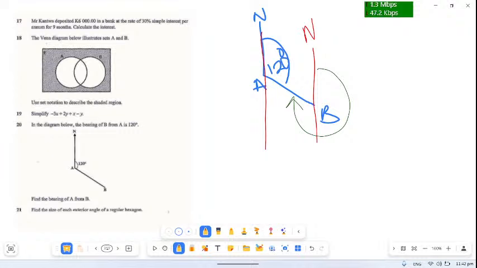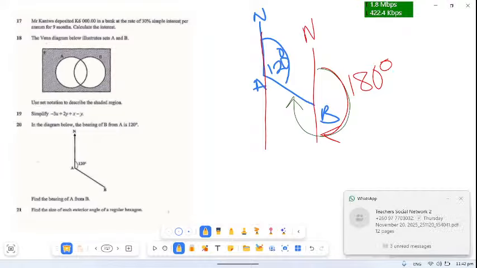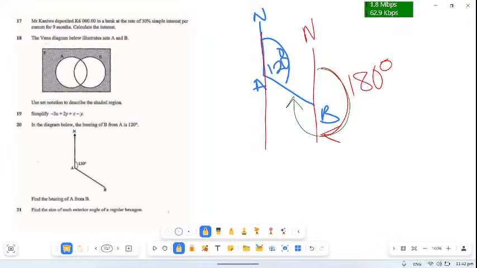Okay, so when we divide the bearing, we're going to have two angles, and this one is equal to 180 degrees. And then what is the value of this angle? So using the properties of parallel lines and a transversal line, we can say this angle and this angle are the same, so both are 120 degrees. Okay, so what you can do now is just add these two. So 180 plus 120.